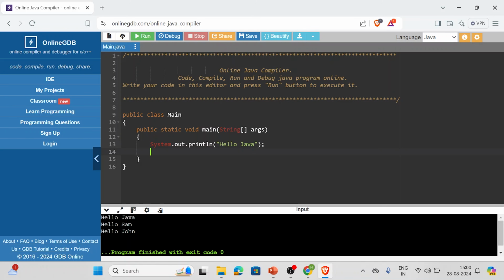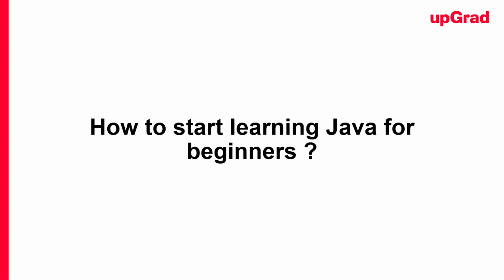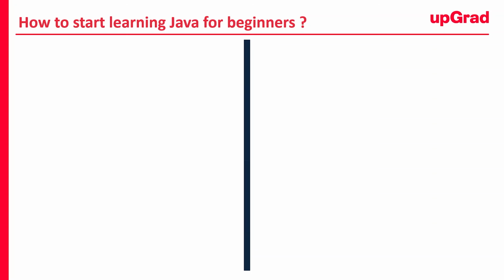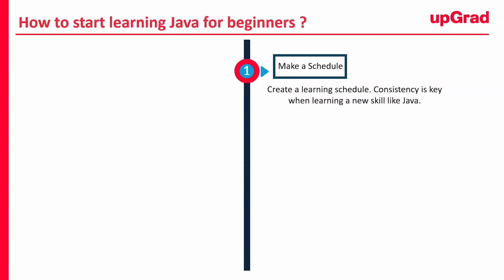Now let's understand how to start learning Java for beginners. Alright, so how to start learning Java for beginners? First thing first is make a schedule. So create a learning schedule. Consistency is key when learning a new skill like Java. Set aside some dedicated time each day or week, even if it's just an hour or two. The goal is to build a habit. You will find that practicing regularly helps everything sink in better.